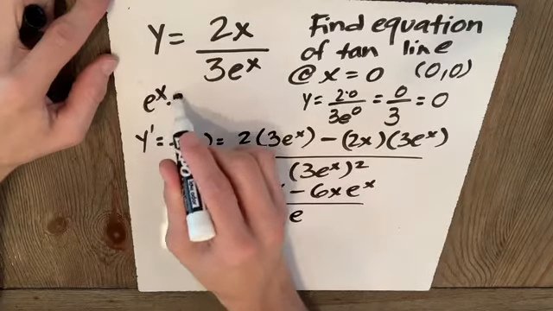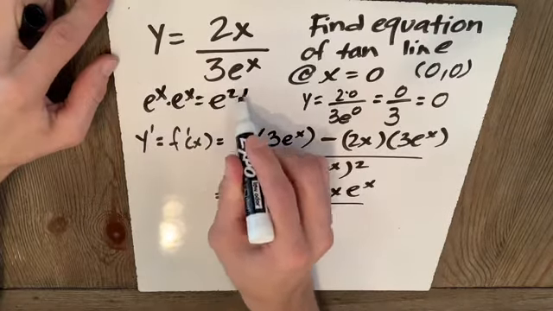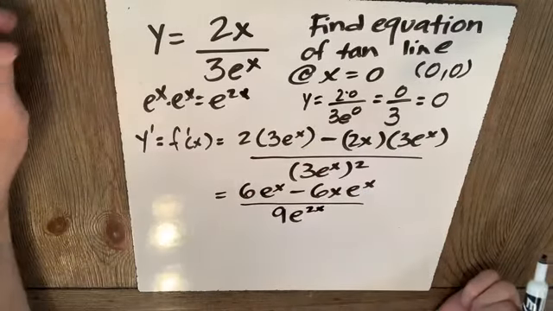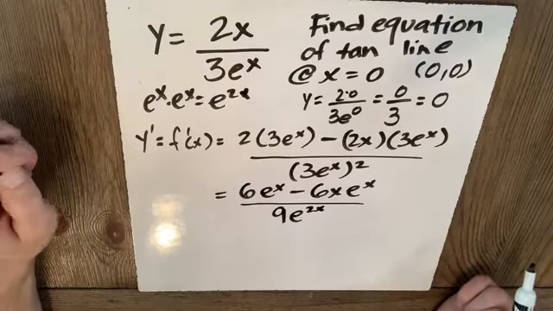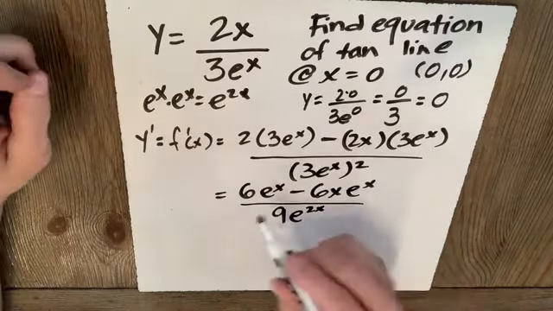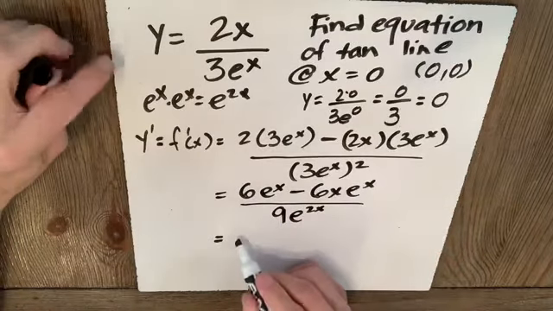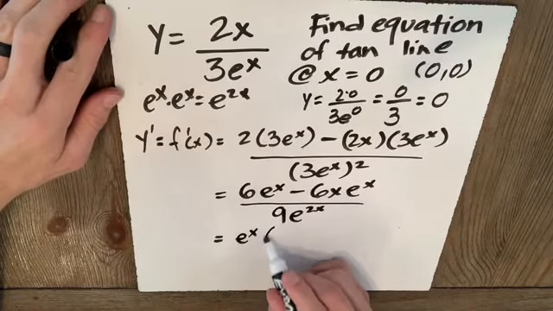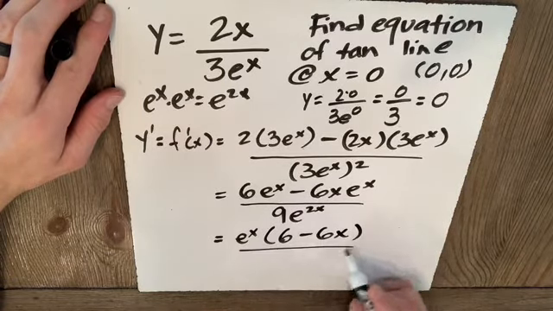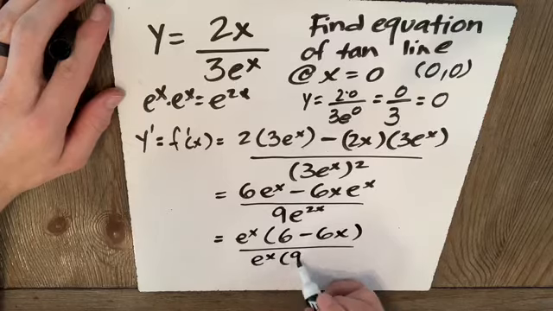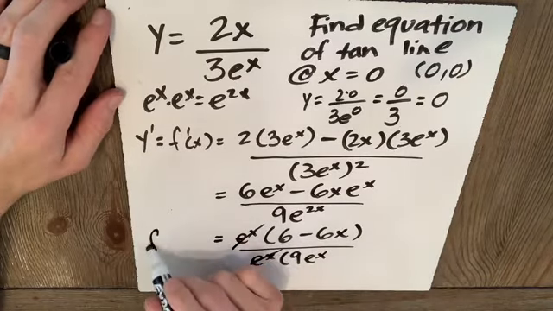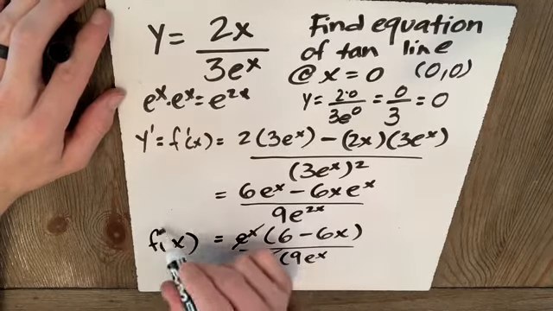e to the x times e to the x, we've seen this before. e to the x times e to the x is e to the 2x. That's how I'm getting this down here. e to the x squared is going to be 9e to the 2x. So even if I left it like that, or let's say I factor out the e to the x. So if I bring out e to the x, I'm left with 6 minus 6x over e to the x times 9e to the x. So these will cancel, and this is my derivative. f dash of x is equal to that.